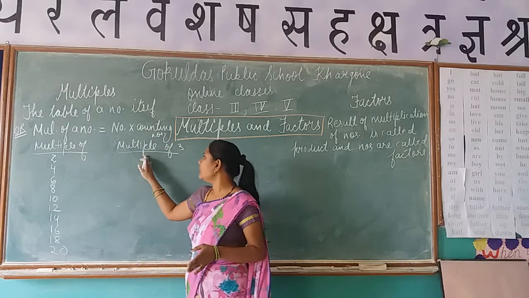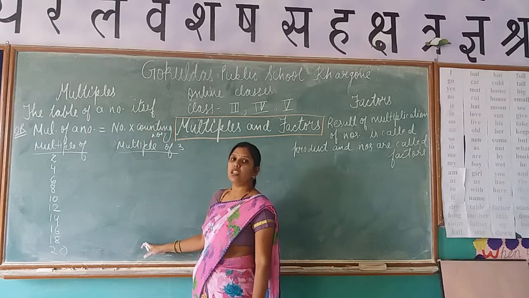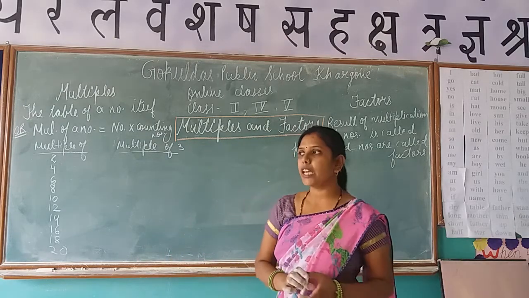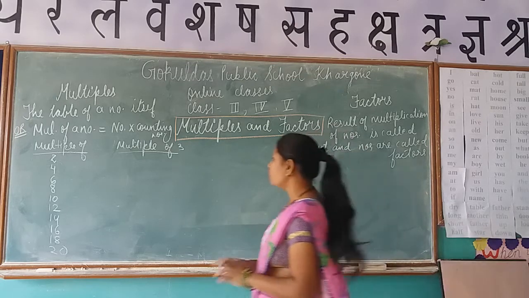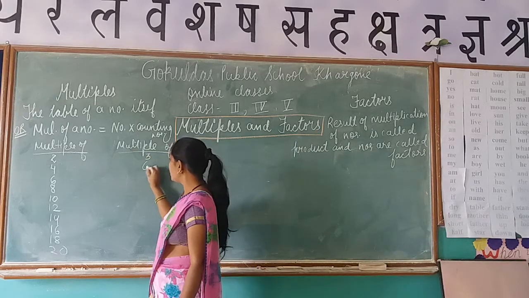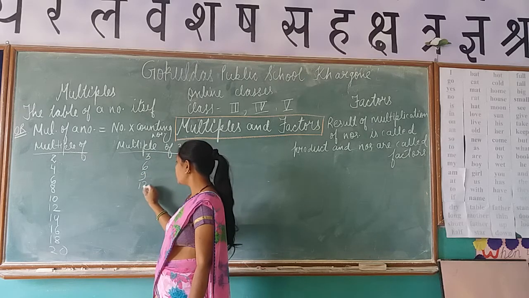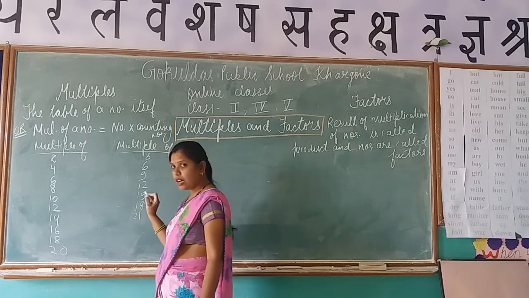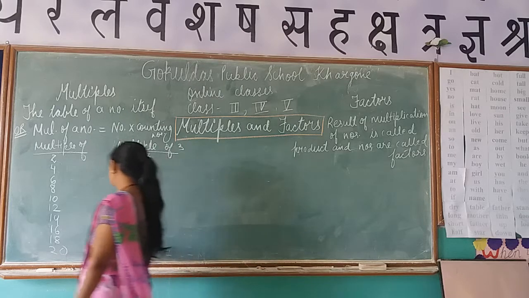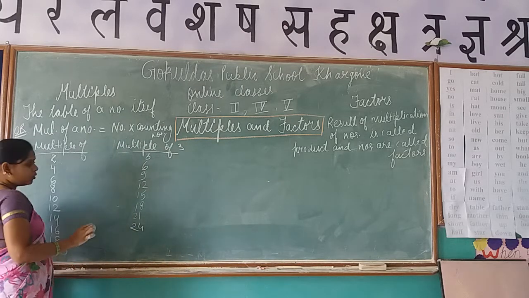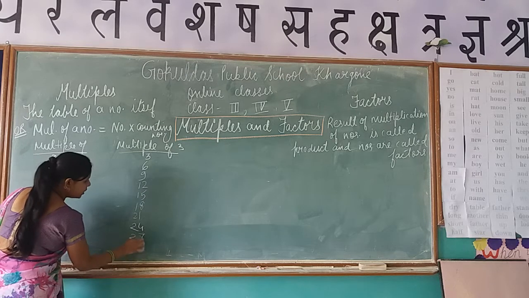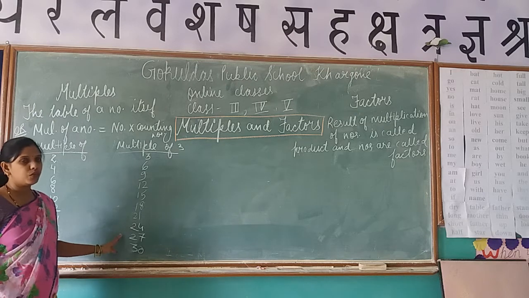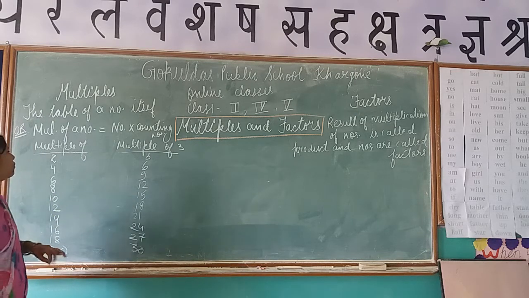Now I am writing the first 10 multiples of 3. They will be the table of 3 till 10. So 3 1s are 3, 3 2s are 6, 3 3s are 9, 3 4s are 12, 3 5s are 15, 3 6s are 18, 3 7s are 21, 3 8s are 24, 3 9s are 27 and 3 10s are 30. So these are the multiples of 3 and these are the multiples of 2.